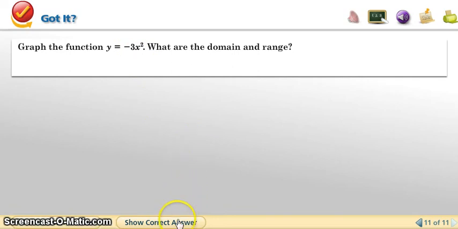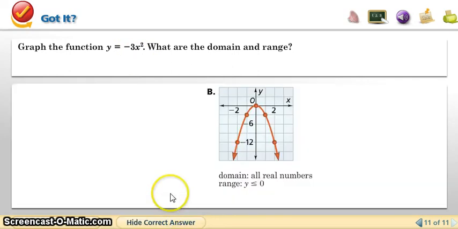Now, pause the video if you need a little more time, but your correct answer for this should look like this. 0, 0 is your vertex, and it is a maximum. Okay, our graph is upside down. If you used 1, you would get negative 3. And if you used 2, you would get negative 12. And then you could reflect that point over the axis of symmetry.